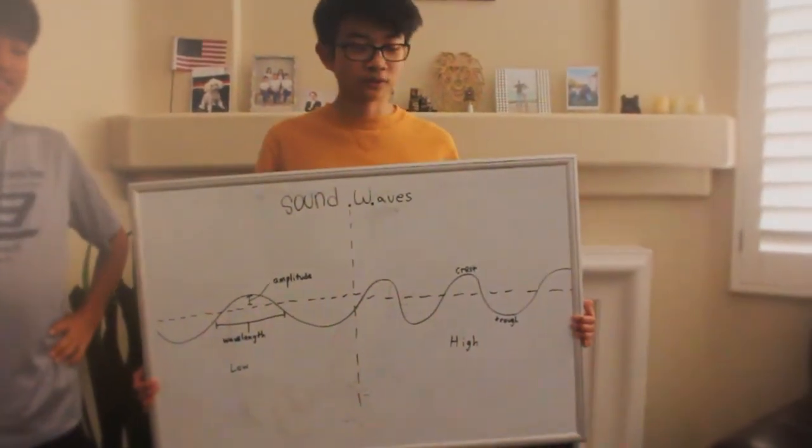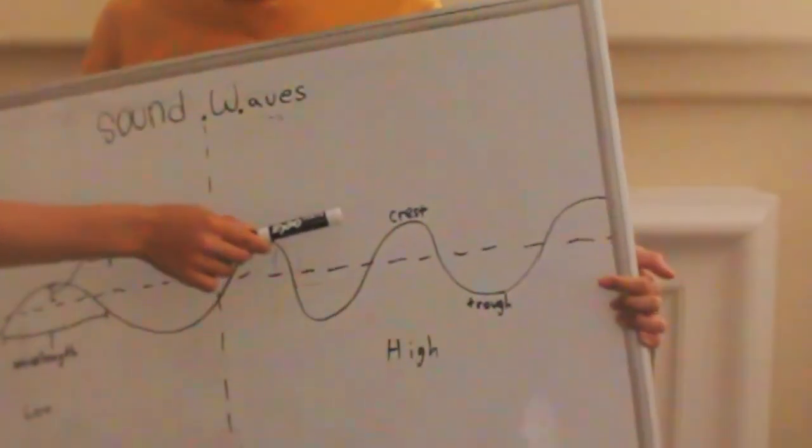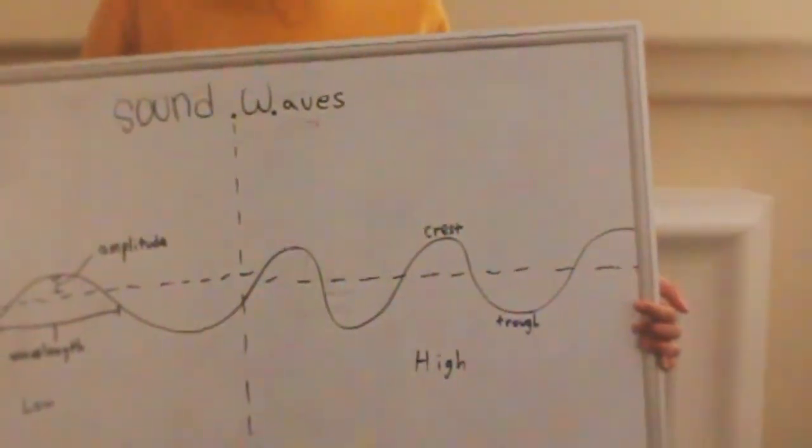Sound is waves that our ears and brains perceive as sound. So, what are the different parts of a sound wave? Over here, we have the crest and the trough, the high and low parts of a sound wave.